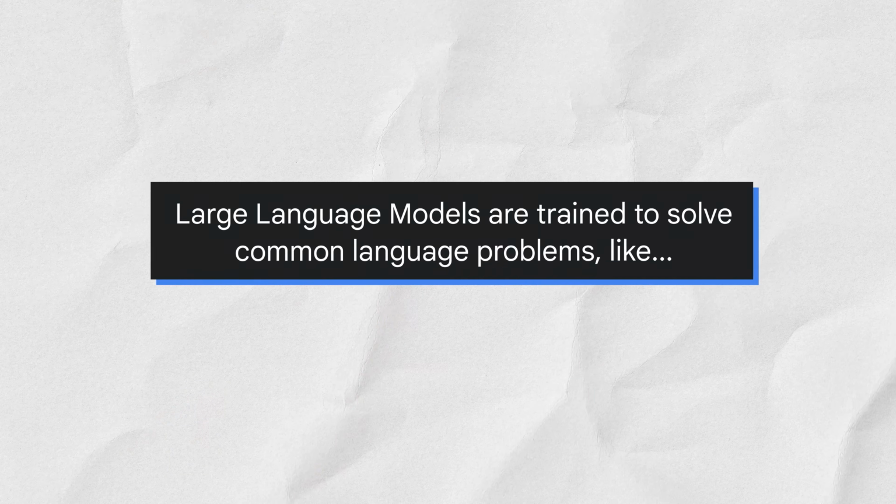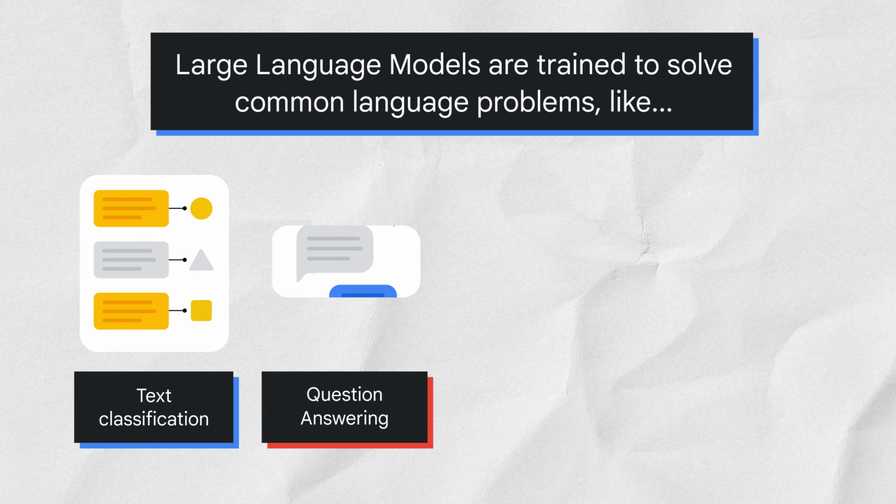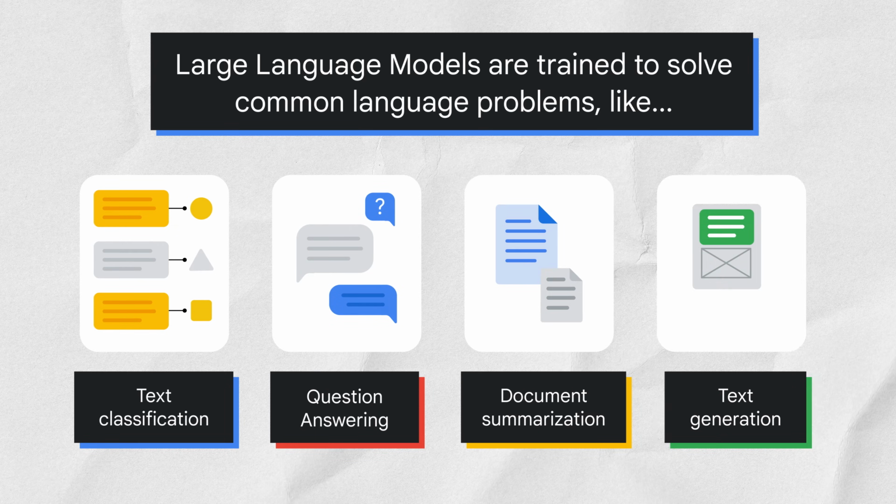These models are trained for general purposes to solve common language problems, such as text classification, question answering, document summarization, and text generation across industries. The models can then be tailored to solve specific problems in different fields, such as retail, finance, and entertainment, using a relatively small size of field datasets.